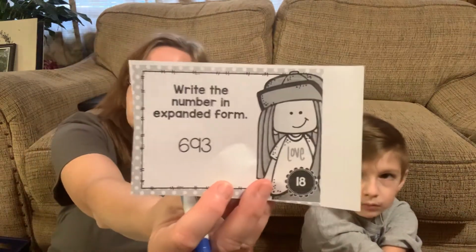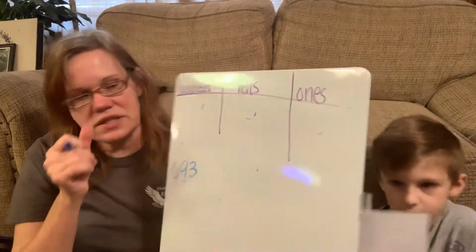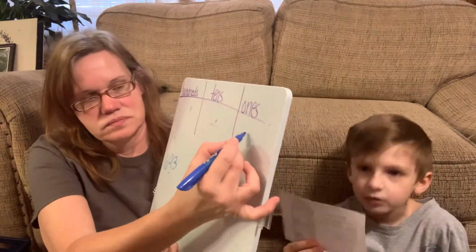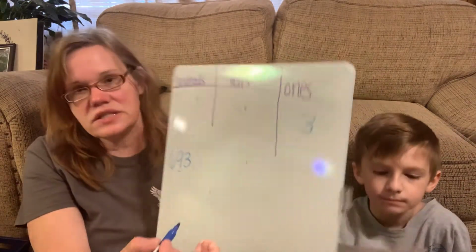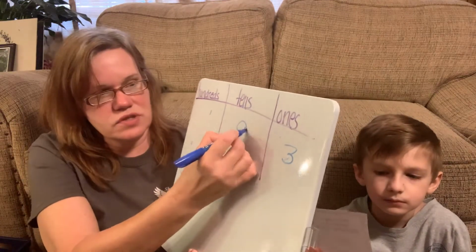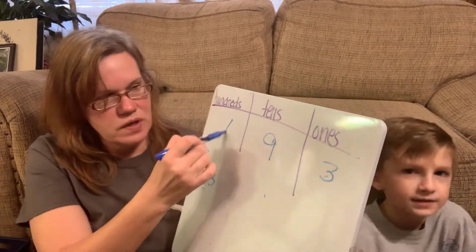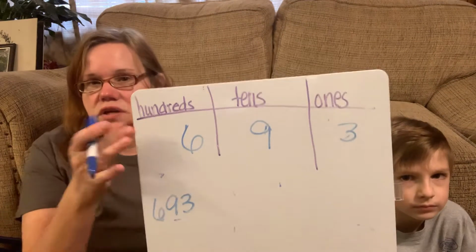Let's write this in expanded form. 693. With the number 693, which number's in the ones? 3. Which number's in the tens? 9. And what number's in the hundreds? 6. All right, so let's start in the hundreds place.